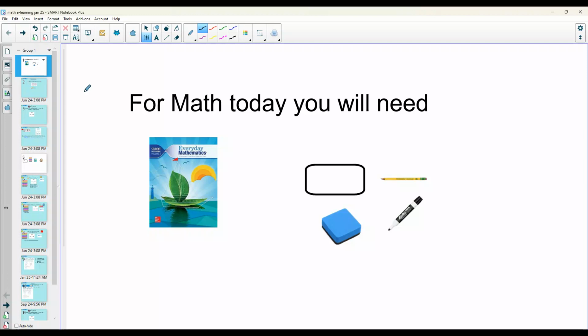For math today, you're going to need your math journal, your board, marker, eraser, and a pencil. So go ahead and gather those things, or press pause and then grab those things. Have them next to you, and then you can come back and hit play when you're ready.